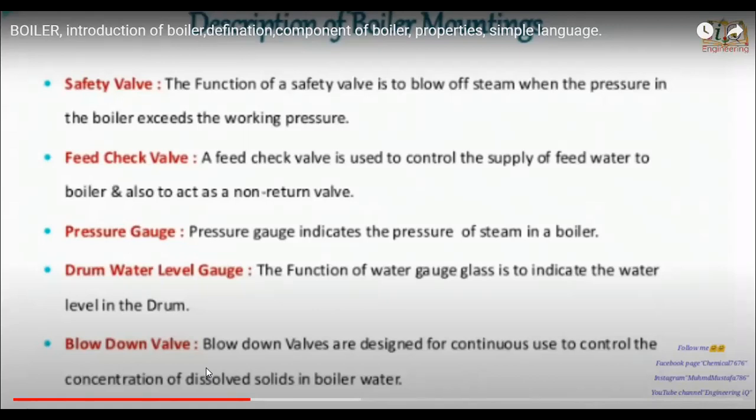Blow down valves are designed for continuous use to control the concentration of dissolved solids in the water. Okay, so the blow off cock is used for continuous control. It separates the non-dissolving particles in the water. So the blow down valve removes the solid particles that do not dissolve in the water.